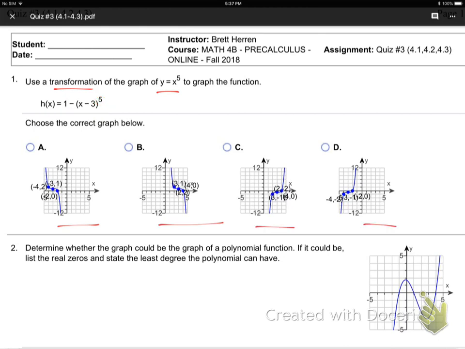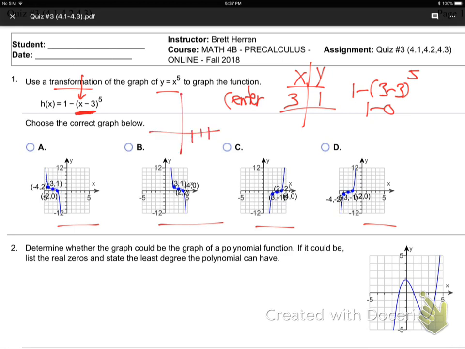I'm going to suggest the make a table plan. To find the center, remember what you plug in? You plug in what will make the x zone, this little part, 0. So that would be 3. Plug that in, y is going to equal 1 minus 3 minus 3 to the 5th, which is 1 minus 0, which is 1. So that means over 3, let me graph it right here, over 3, up 1, that's the center of the snake graph.